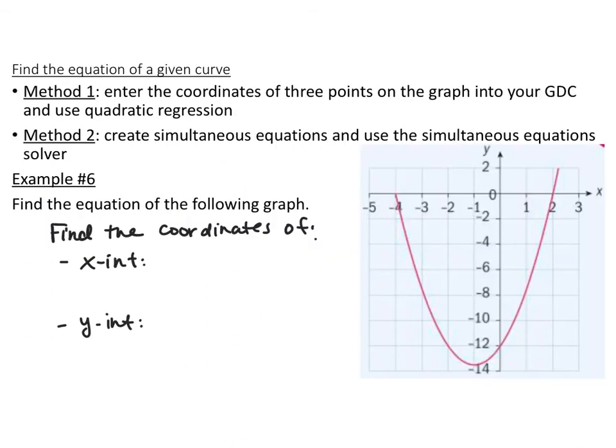The last part of this section is to write the equation of a given curve based on either information or a graph. And there's two methods that we're going to be talking about. One is using your graphing calculator's quadratic regression function, and the other one is using the simultaneous equation solver on your graphing calculator.